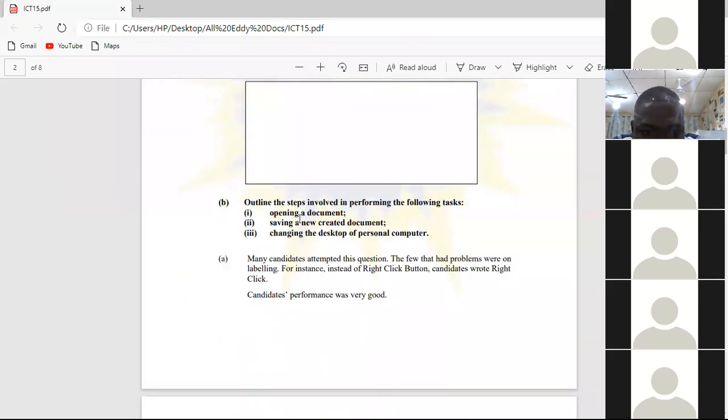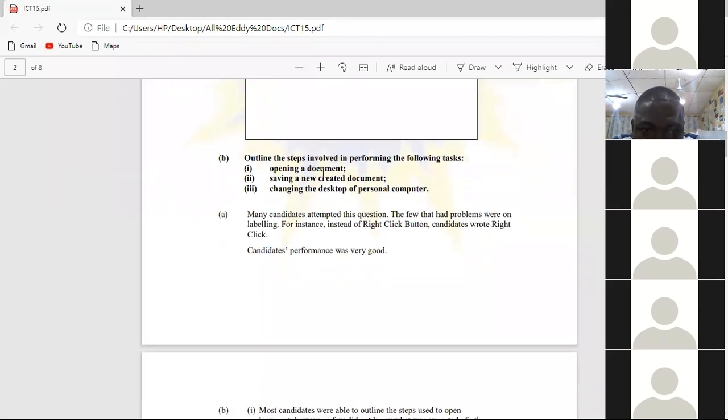Now, another question. Who can answer this question? Opening the document. Opening a document. How will you go about this question? I'm listening. Yes, answer.